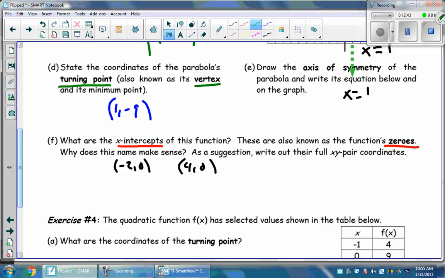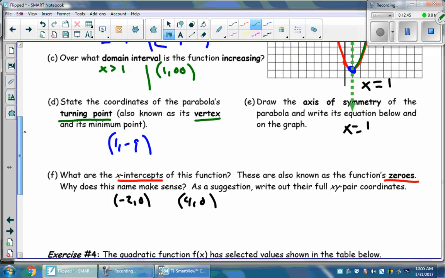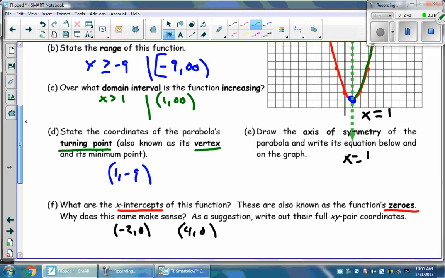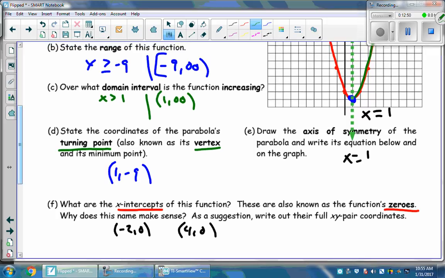So some terminology that's important. We should know turning point and vertex are interchangeable, they really mean the same thing: either the highest point or the lowest point. In this case, it's the point (1, -9), and as I mentioned, that would be a minimum point. It's the lowest point of the graph. If the parabola were facing a different direction and it were the highest point of the graph, we'd call it a maximum.